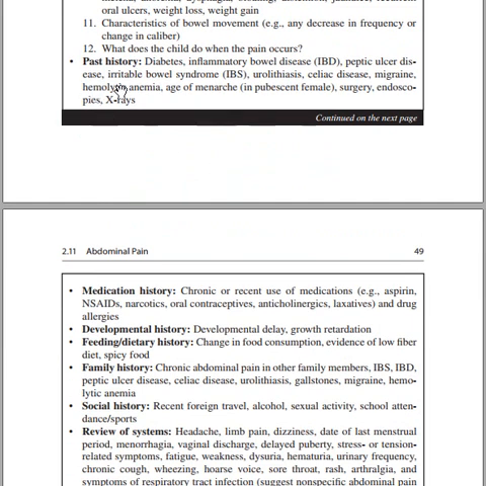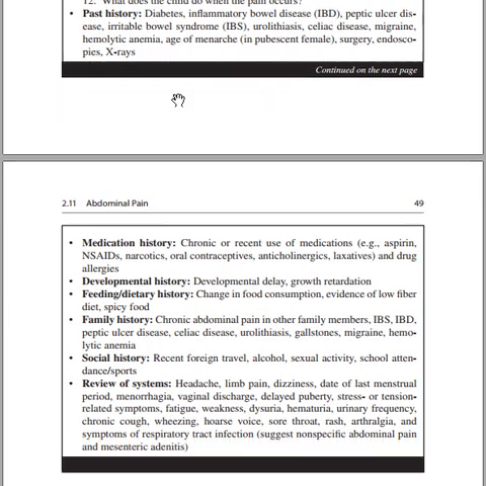Now you have the past history. Does the patient have diabetes? You need to know that one. Diabetic ketoacidosis, a complication of diabetes, can result in abdominal pain. Inflammatory bowel disease can also result in abdominal pain. So you have to look for past history of peptic ulcer disease, irritable bowel syndrome, urolithiasis, celiac disease, migraine, hemolytic anemia. So you have to look for that.